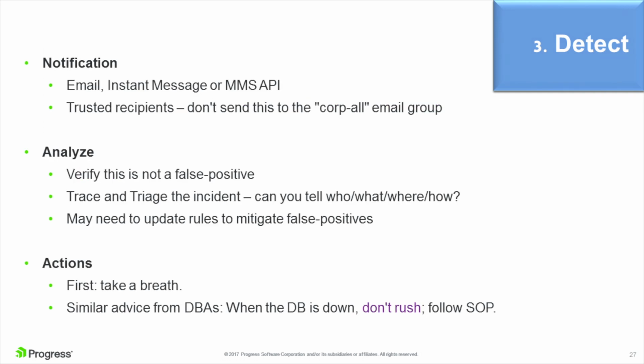The next step in intrusion detection is notification. Your monitoring mechanism should notify you of a suspected intrusion. It should be able to send email, perhaps instant message, or maybe a multimedia system message over an API. When sending out notification messages, send it to trusted recipients. Don't send it to the global email group. Don't light a red light on top of the building, as you might tip off would-be insiders to the attack.